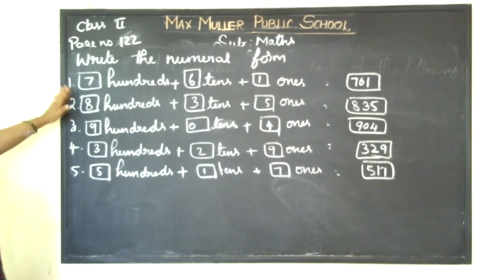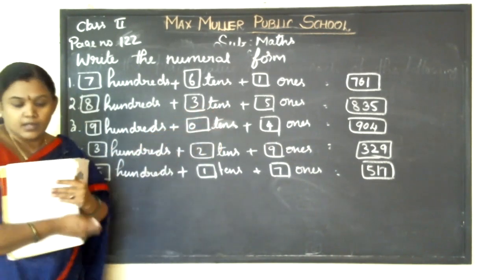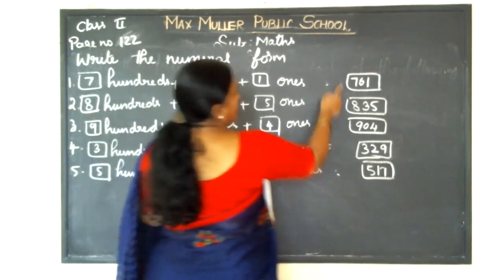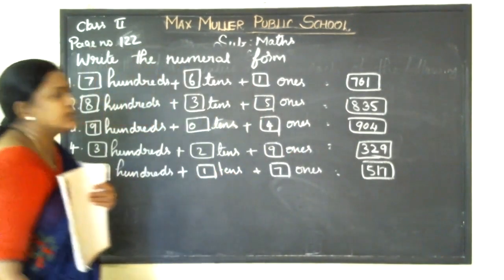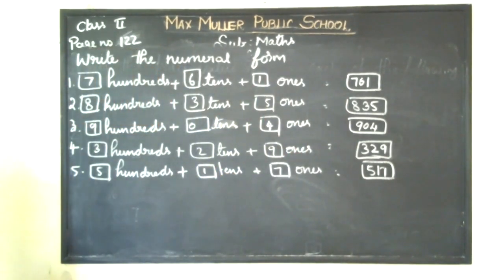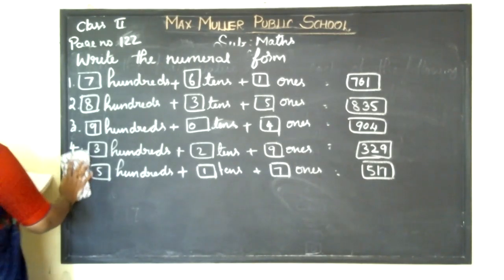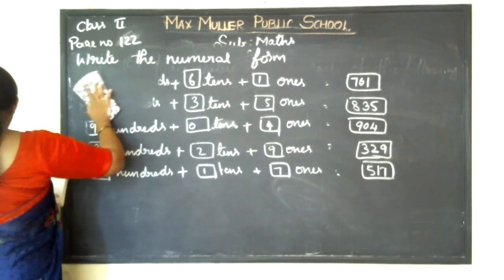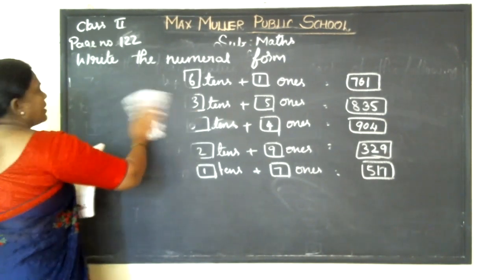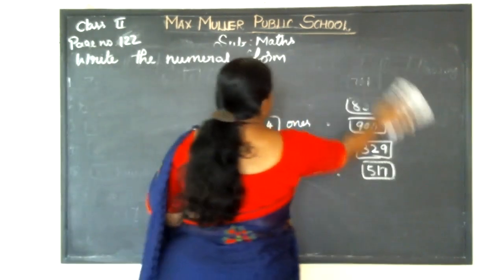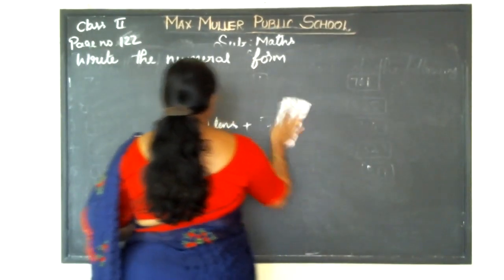Write the number. They given like this. No children, you want to write here in the numbers. 761. First one is 761. Second one is 835. Third one is 904. 329. 517. Now write the numeral form. In words they given, we wrote numbers. Now in numbers they given, you want to write in the short method.